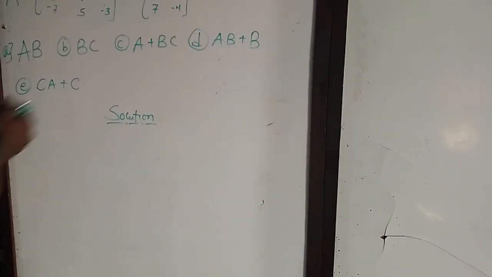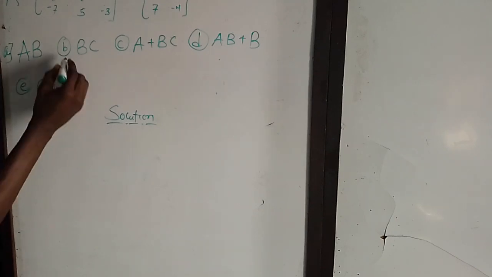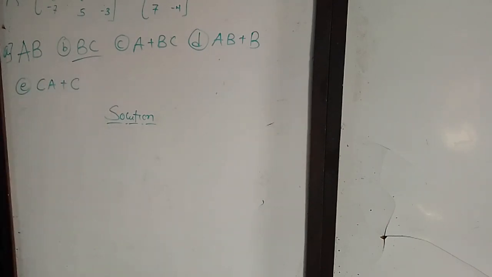Now, we are going to treat the second, the B part, which says find BC. The B part says find BC. Then, our B is what? Our B has the rows of minus 1, 5, 7.